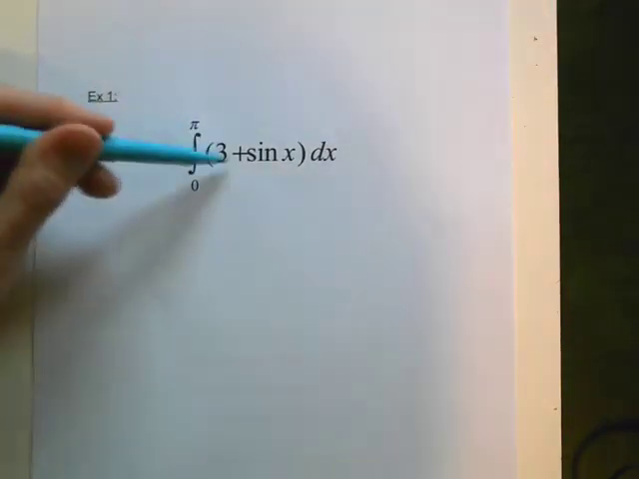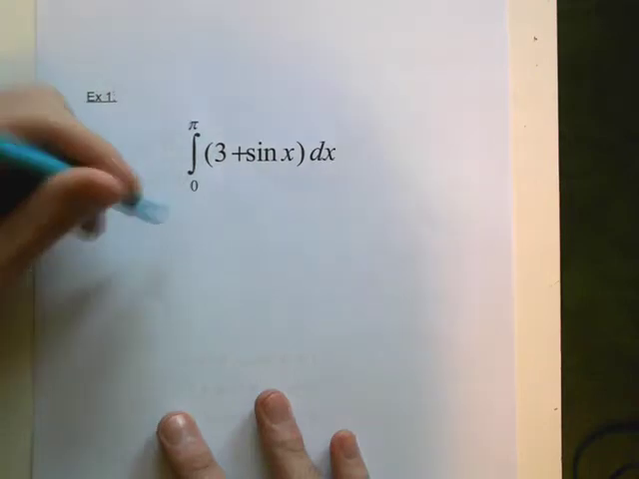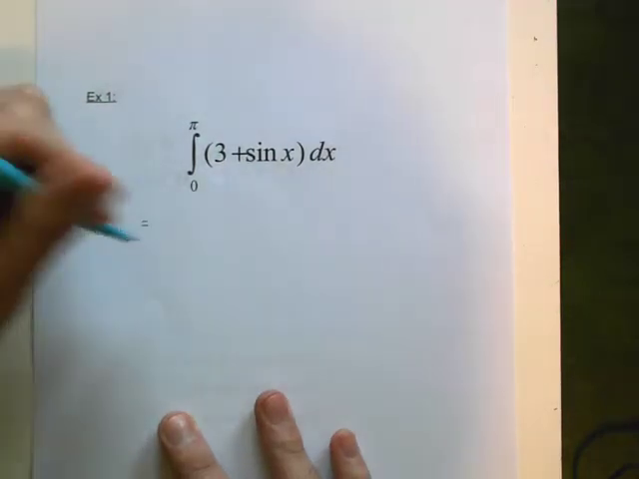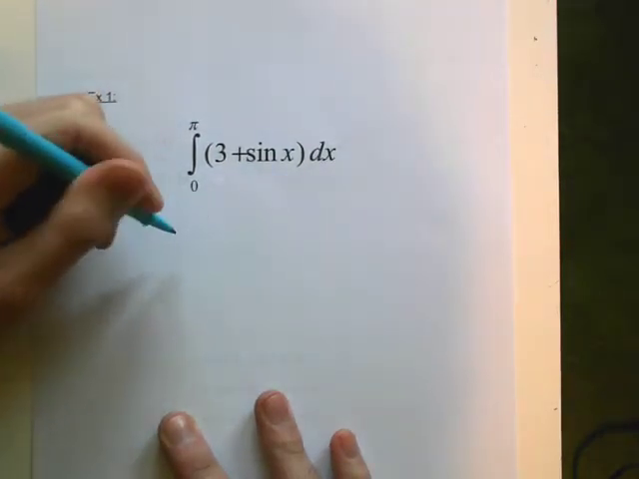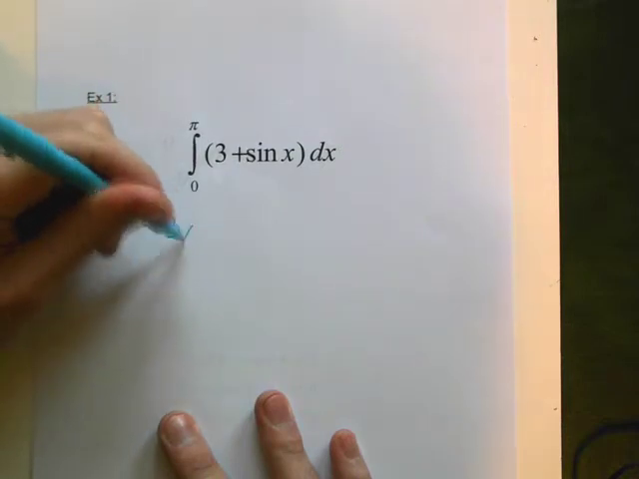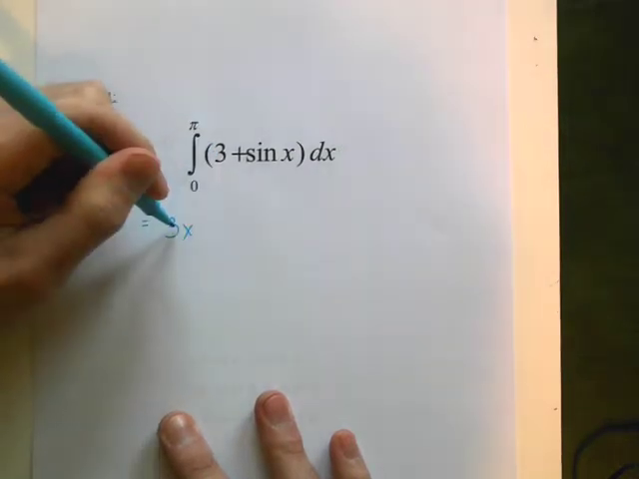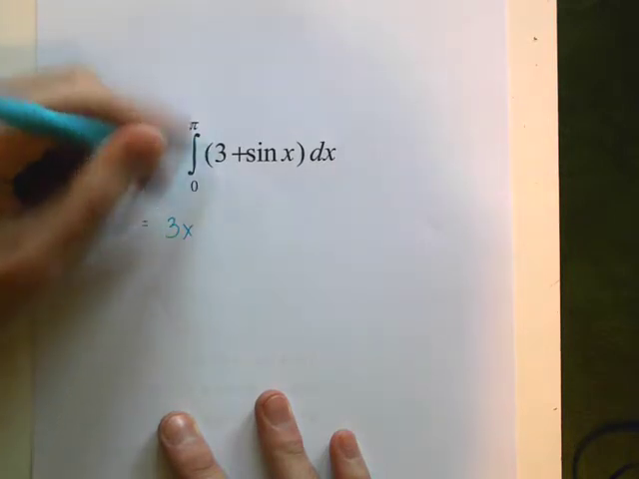We know how to take the integral of 3, so we can just do this right out of the gate here. So that's going to be equal to 3x, right? Because the integral of 3 is 3x. Remember, if I go backwards, the derivative of 3x would just be 3, so that's how I check myself.